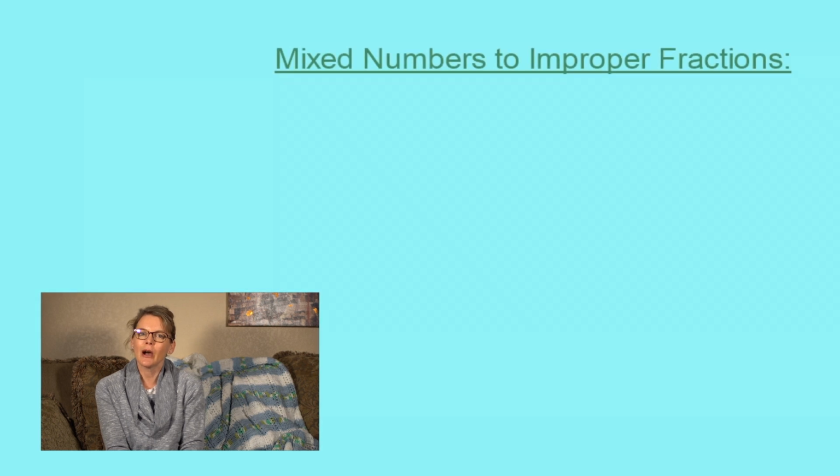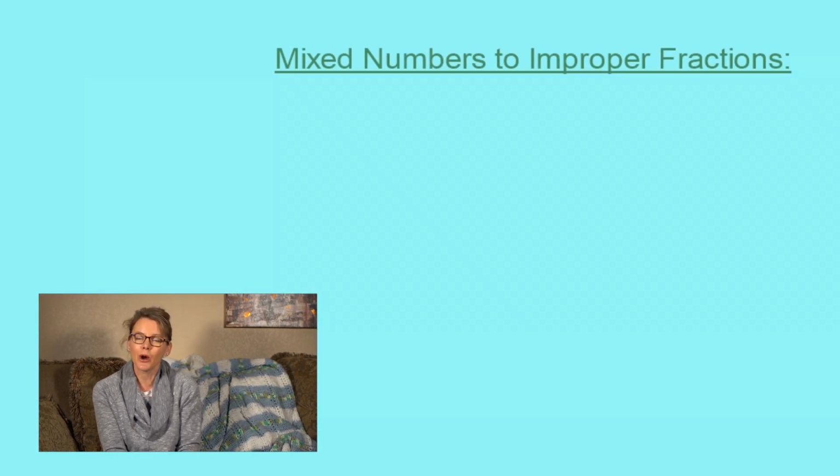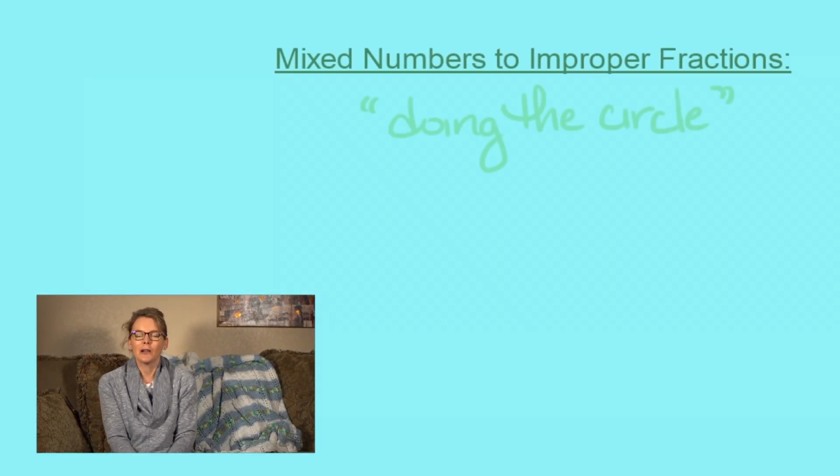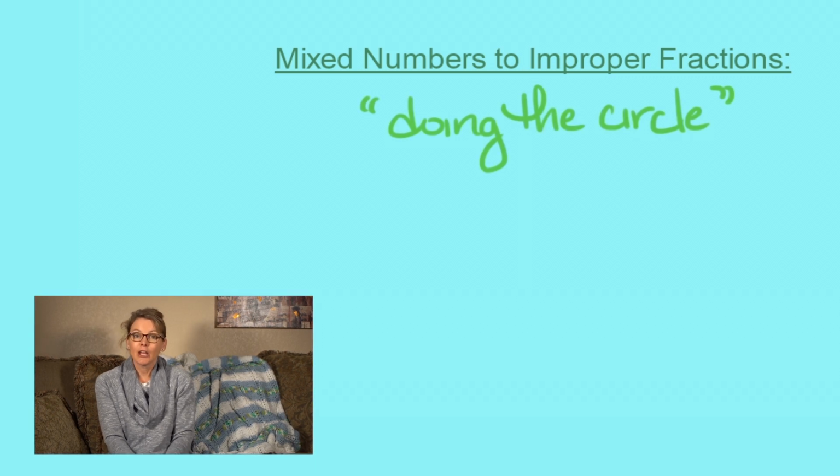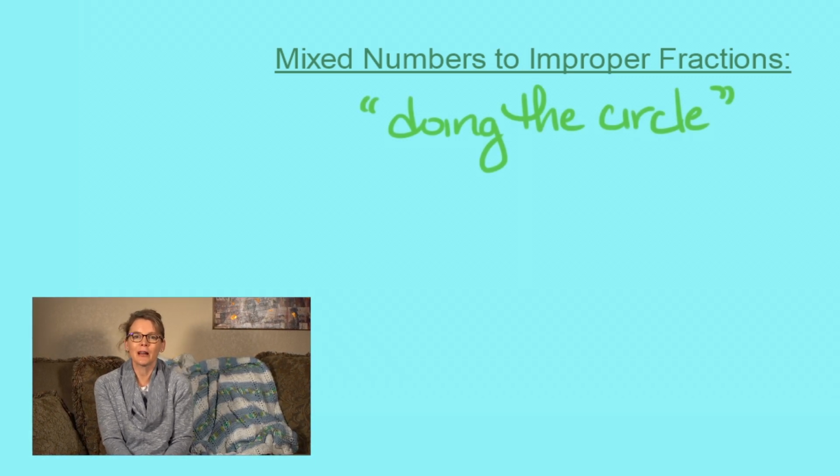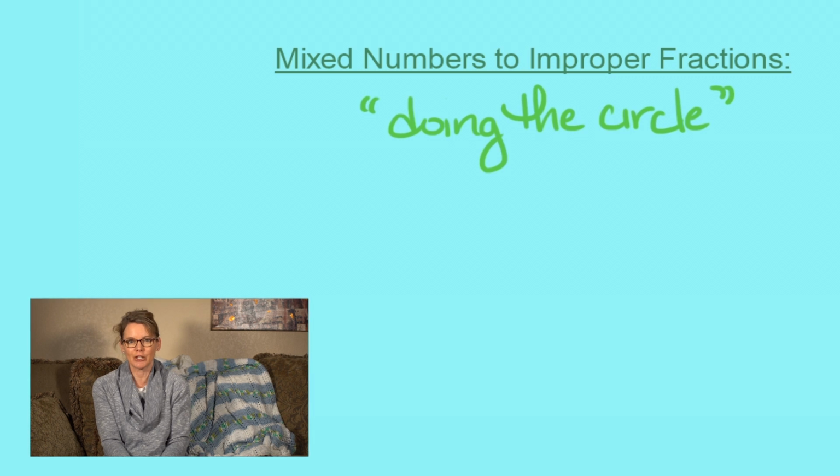By the way, the reason that we need to learn how to switch between these 2 is because we need to know how to do this when we multiply and divide fractions later. First, I will show you how to turn mixed numbers into improper fractions. I call it doing the circle. In our pizza example, I will show you how to switch without having to draw pictures.